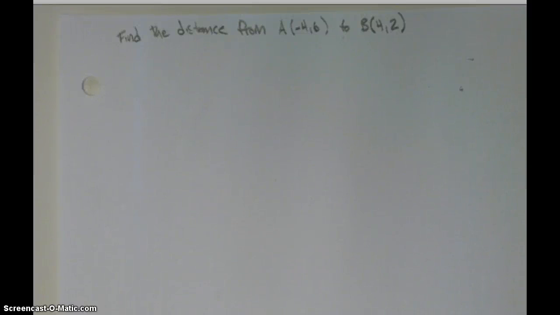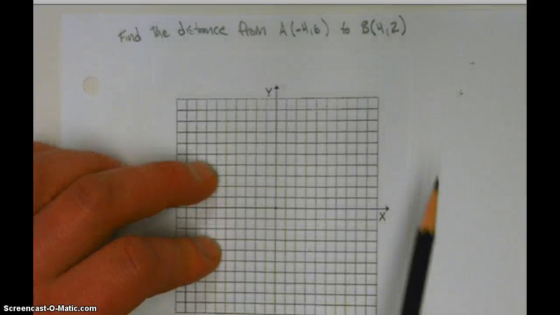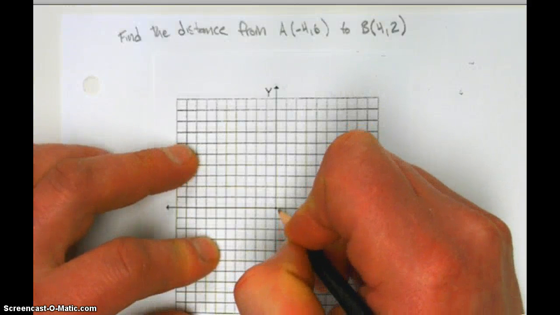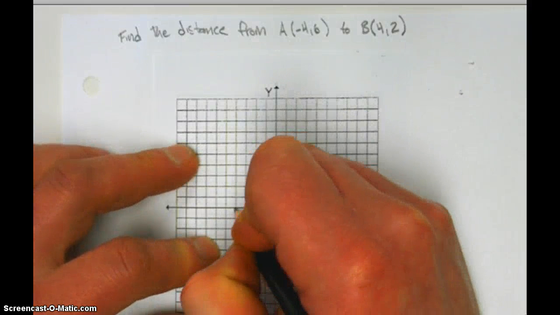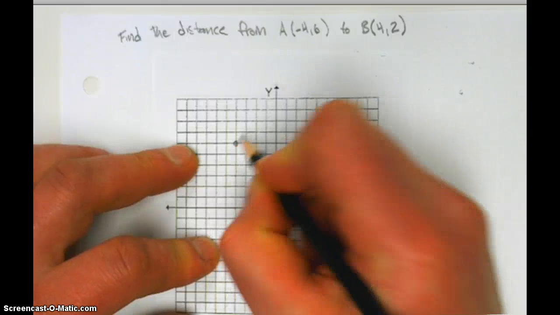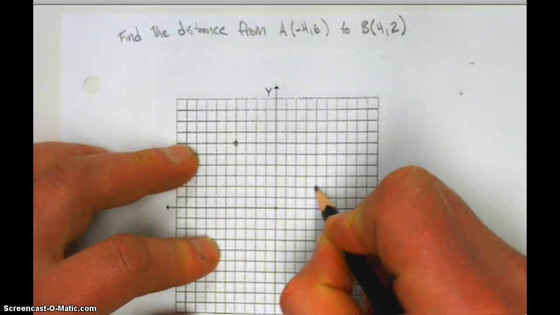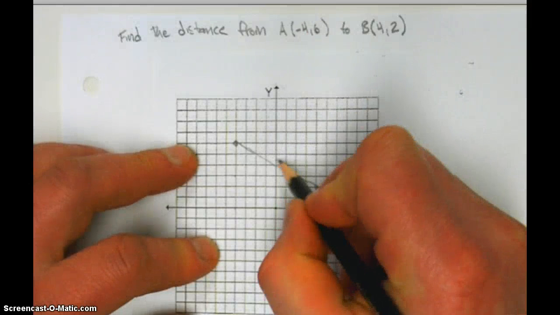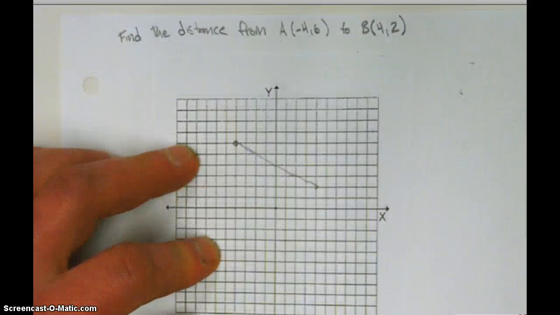So in this example, we're going to want to find the distance from the point A, which has coordinates -4, 6, to B, which has coordinates 4, 2. Now, you don't necessarily need a coordinate plane for your notes, but what I want you to see is that you're looking for the distance from -4, 6 to 4, 2. So if we were to draw a line between those 2 points, how long would that line be in units?